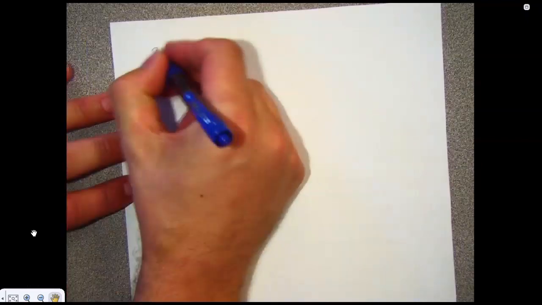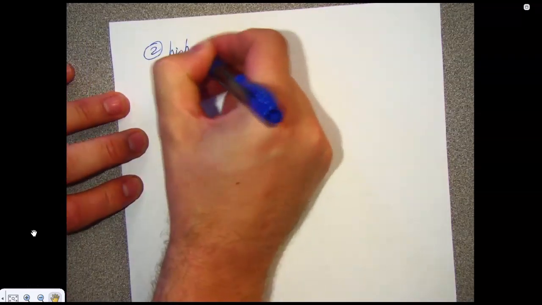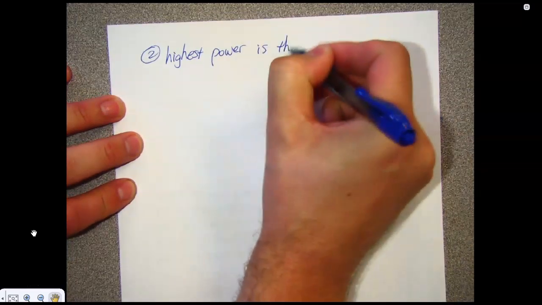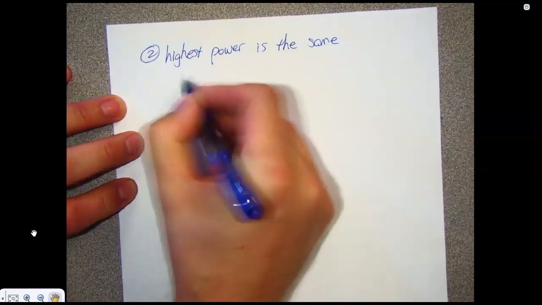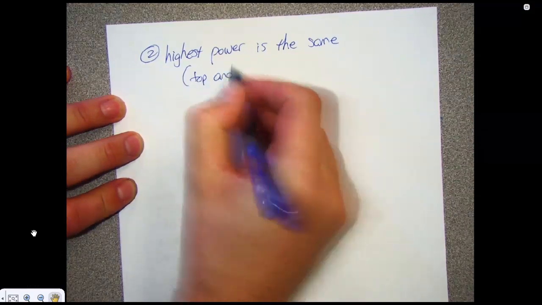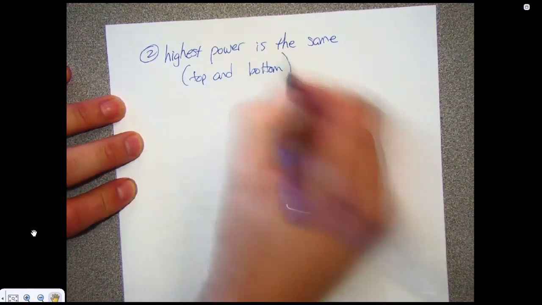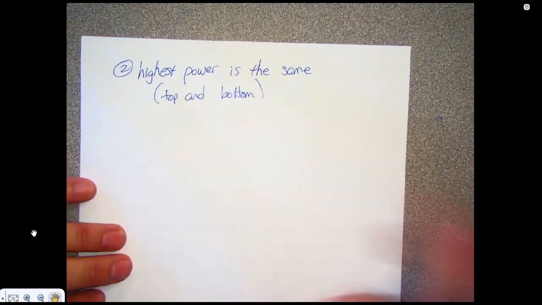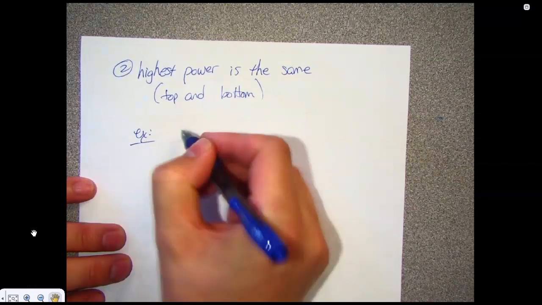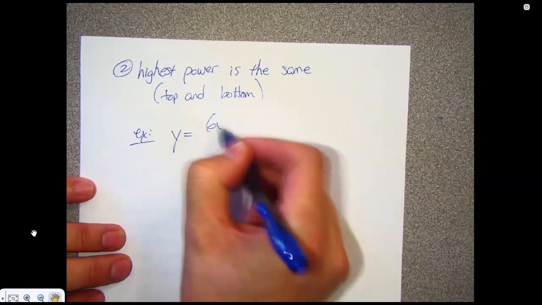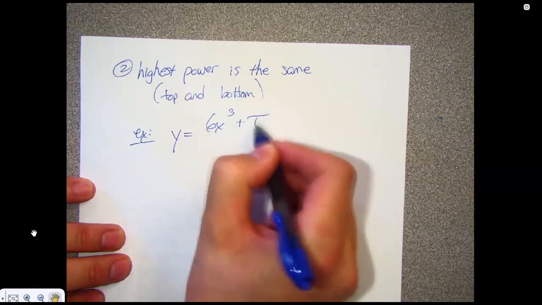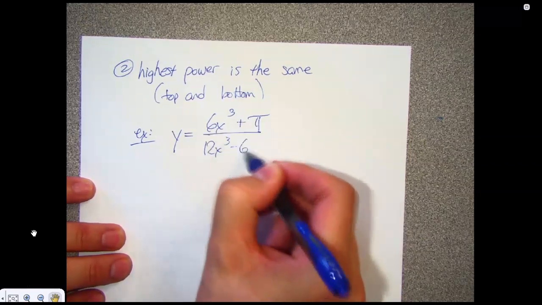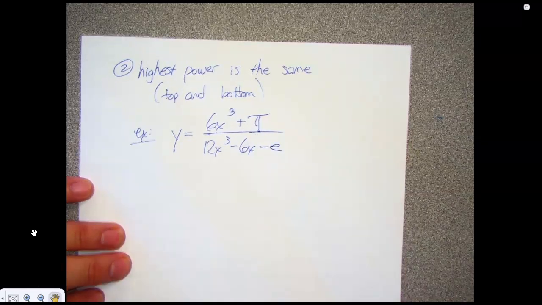Second scenario. Highest power is the same on the top and on the bottom. So, for example, y equals 6x to the third plus pi over 12x to the third minus 6x minus e.